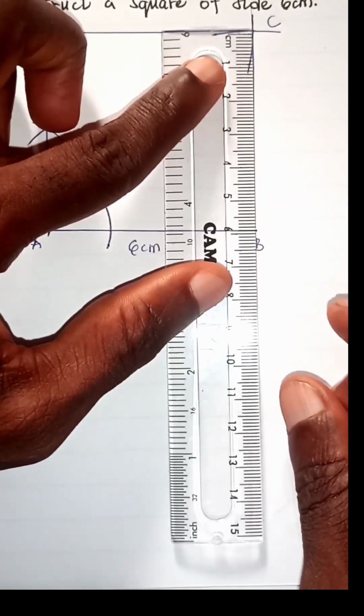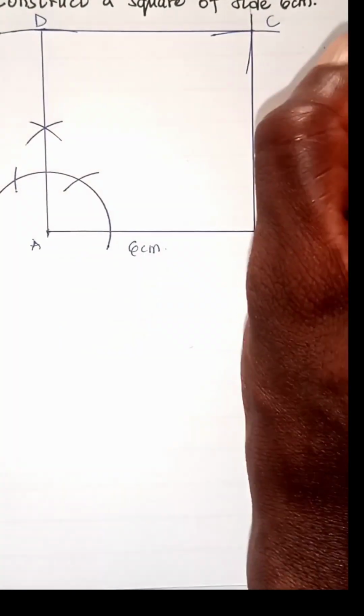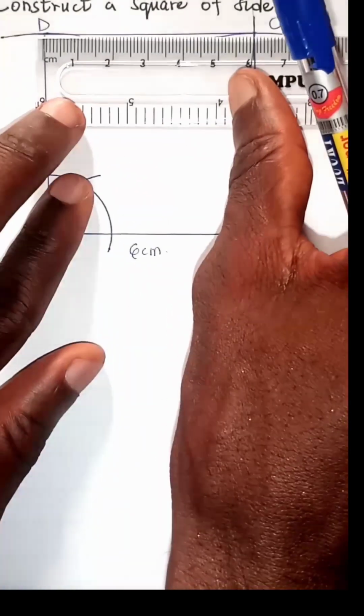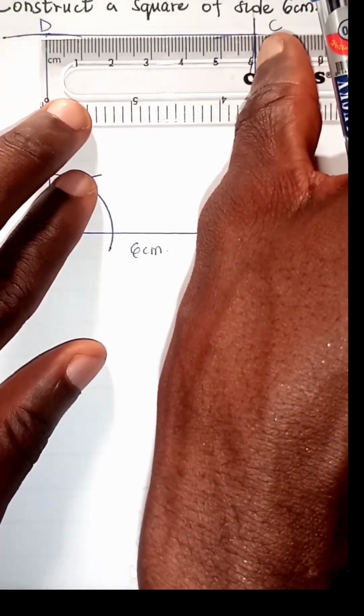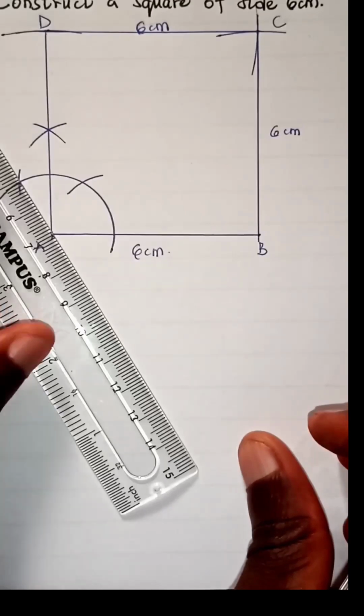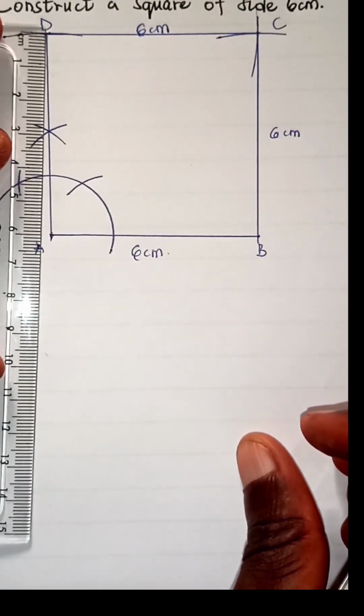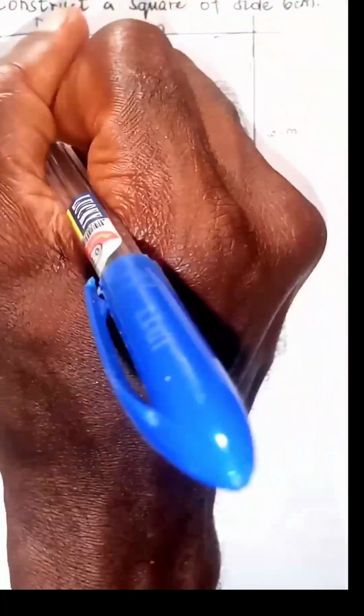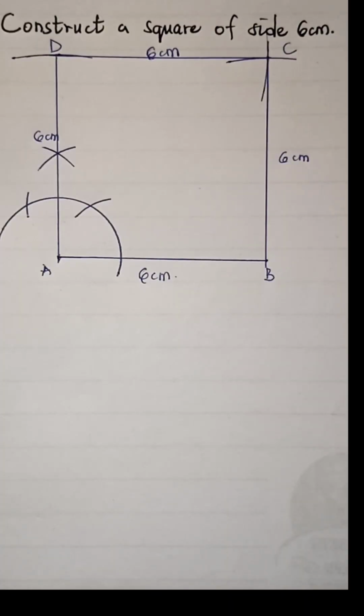Finally, measure BC. It gives 6 centimeters. Measure CD. It also gives 6 centimeters. AD. That also gives 6 centimeters, confirming that all the sides of a square are equal.